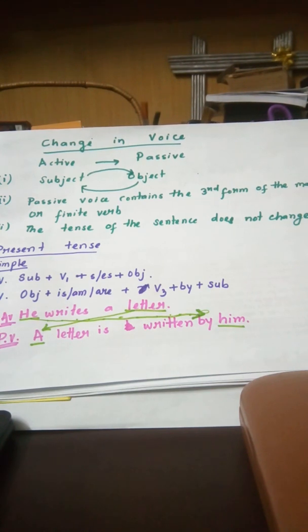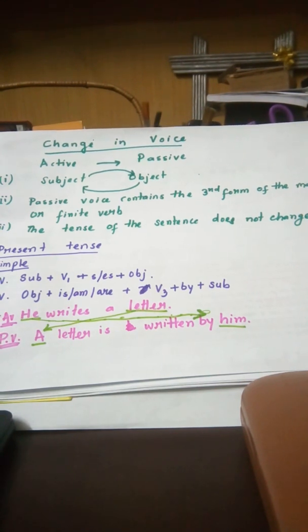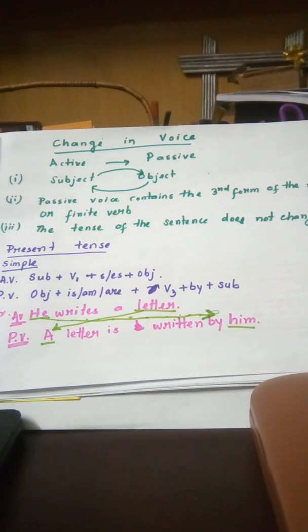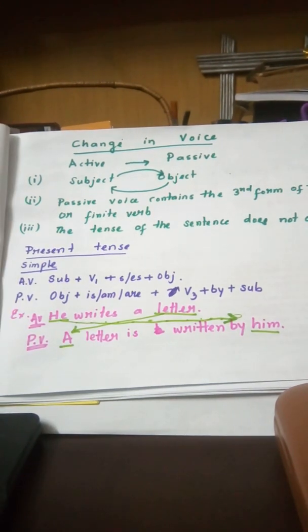Okay, so this is more or less the definition of the thing. Now let us get into the practical aspect, otherwise it's difficult to understand. Okay, present tense. How does a sentence in present tense get affected? So let us study the structure first. In active voice, simple present tense, the structure is subject plus V1, that's the base form of the verb, plus S or ES form, plus the object, the simplest form of sentence.